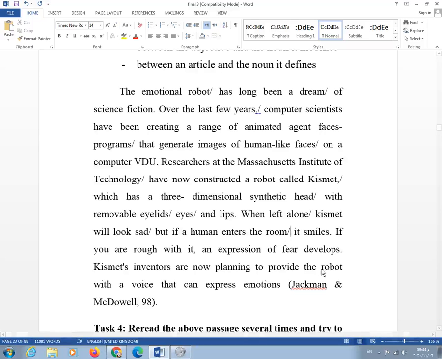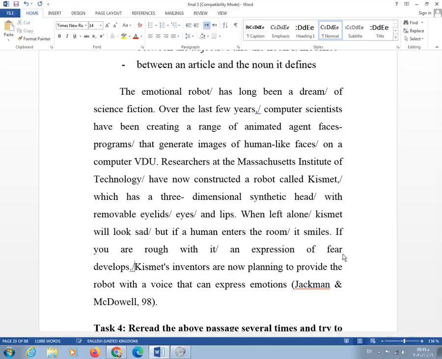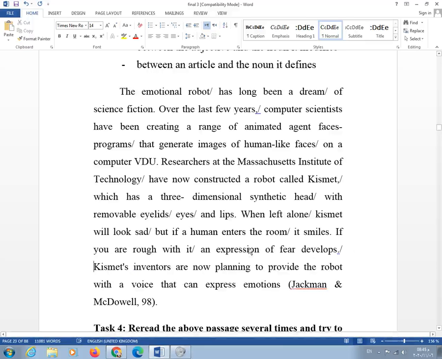If you are rough with it, an expression of fear develops. If you're rough with it, an expression of fear develops. Kismet's inventors are now planning to provide the robot with a voice that can express emotions.